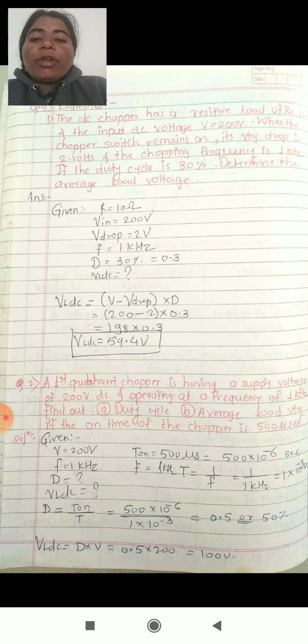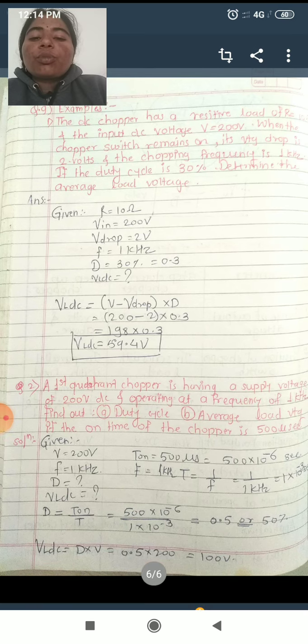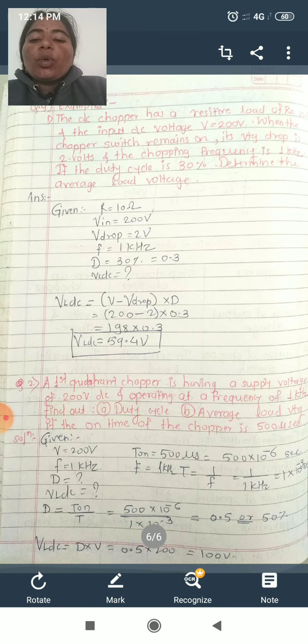Here I will write first given data. Given data: R is equal to 10 ohm. V in, that is applied input voltage, 200 volt, voltage drop is 2 volt, frequency is 1 kilohertz, duty cycle is 30%, means we can say that it is equal to 0.3, and we have to calculate the VLDC. We know the formula for VLDC. VLDC is equal to V minus V drop into D, means V out into D. Here 200 minus 2 into duty cycle 0.3, you will get VLDC is equal to 59.4 volt.